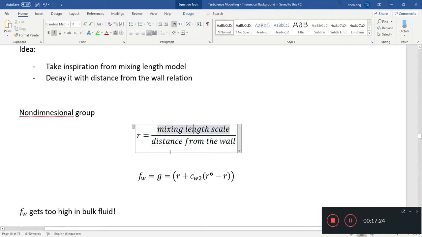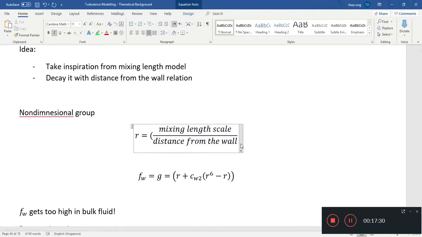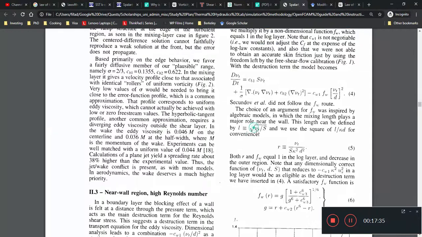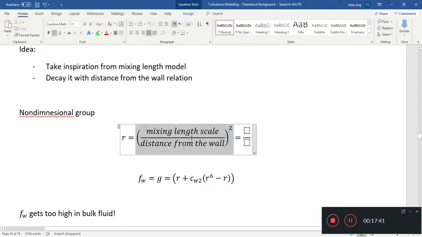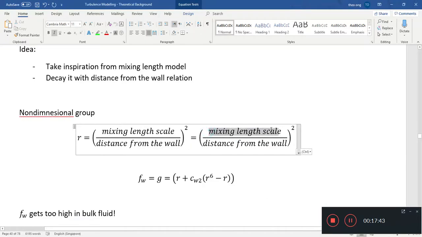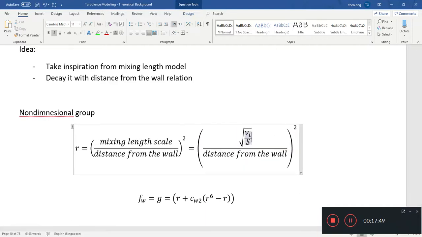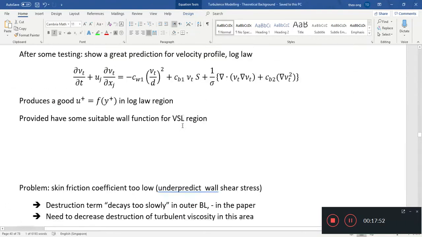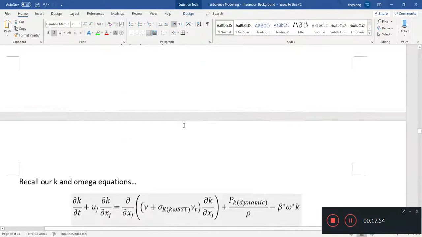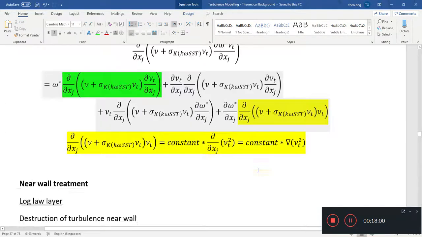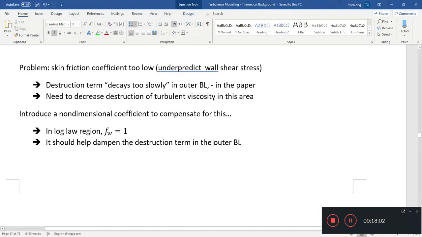This is just a ratio of this mixing length scale to the distance from the wall, and what they basically do is square it. And what are these two scales? According to here, the mixing length scale L equals the square root of nu t over S. So this mixing length scale is the square root of nu t divided by S. This one is the rate of strain, I don't think it's a tensor, but anyway, this S, this strain rate, which is here.